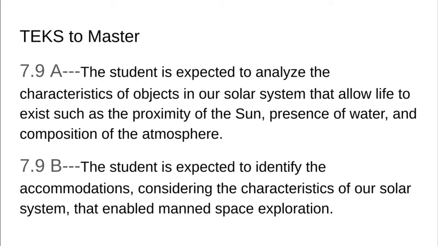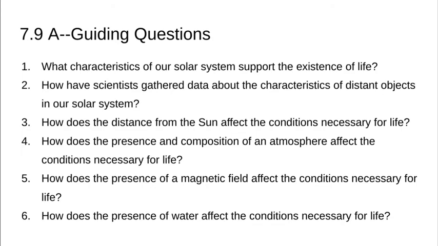7.9b is the student is expected to identify the accommodations considering the characteristics of your solar system that enable manned space exploration. And all that means is when we send man up into space to explore, when the astronauts stay on the space station, or when we send them up to the moon, like when we were sending men to the moon, they have obstacles that they have to overcome, like the lack of oxygen. So we have to have the correct gear for them to be able to go up there and survive.